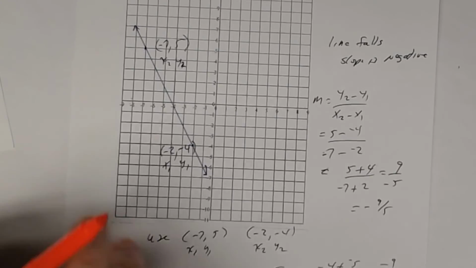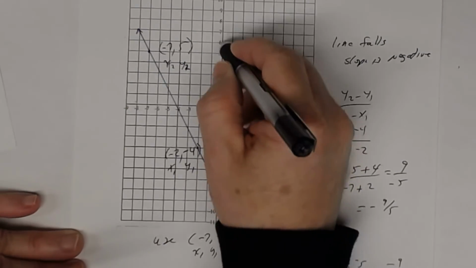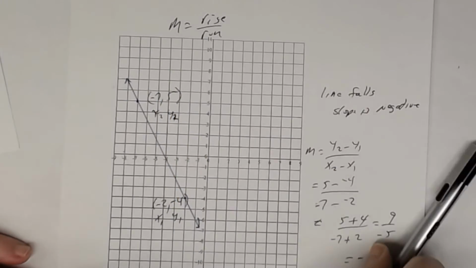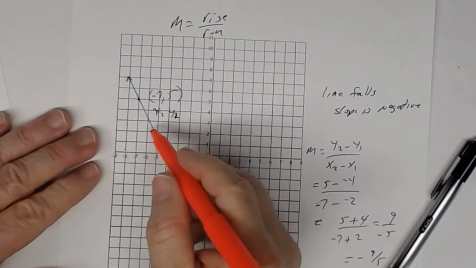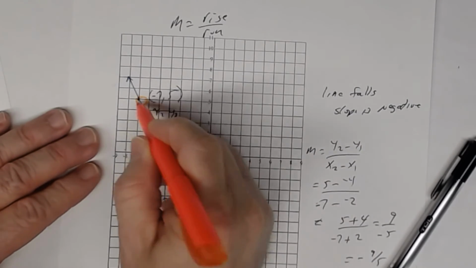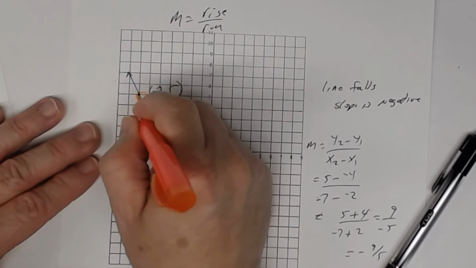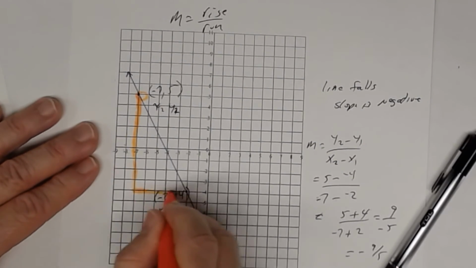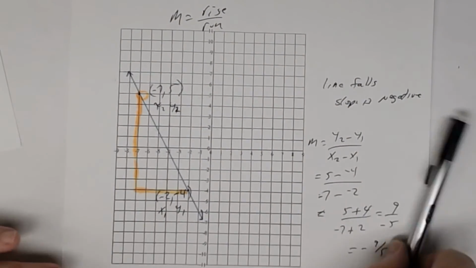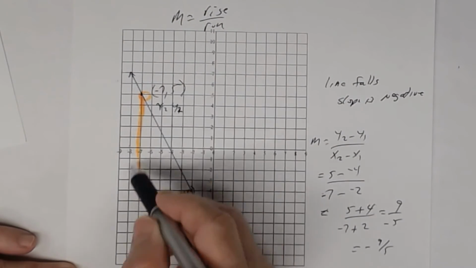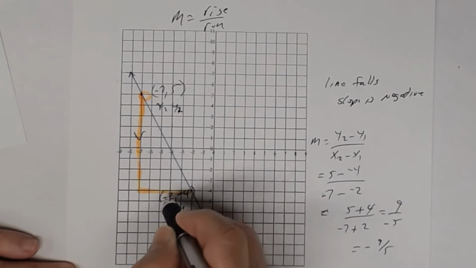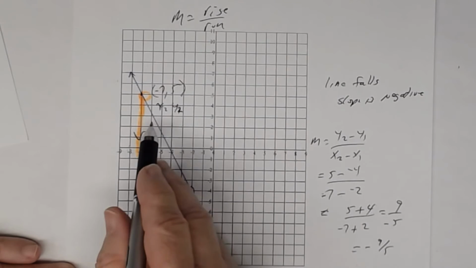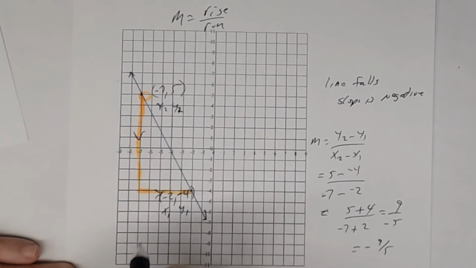And if you wanted to use rise over run, I'm not going to do that here. Remember, slope is also rise over run. So let's go ahead and start with this point right here. I'm going to draw my triangle until I get to the other point, just like that. And notice to go from here to here, I'm going down and right. Down is negative, right is positive.